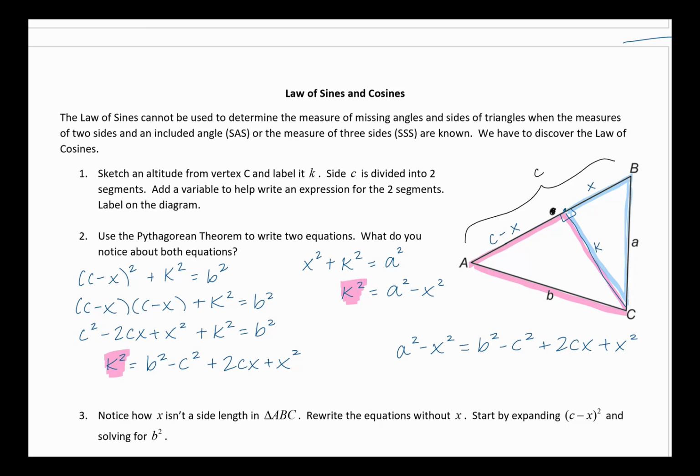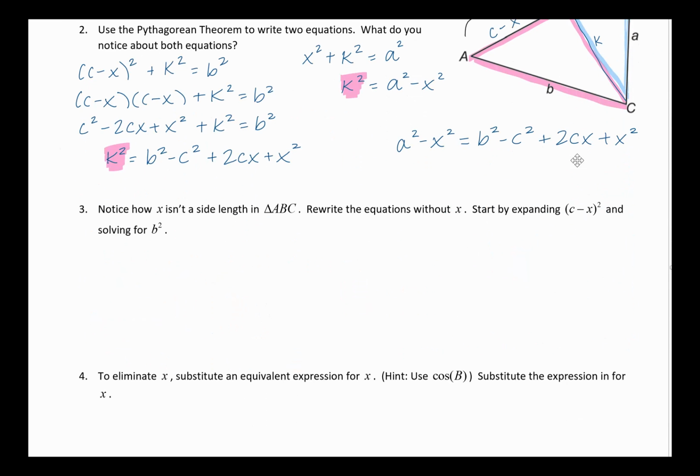As you can tell, we have a really ugly looking equation. We just followed through here. We wrote the equations here, and now we want to rewrite the equations without x, so I want to solve for b squared. I need to figure out how I can solve this equation for b squared and then start getting rid of x. So let's see what happens. I'll just rewrite this down here: a squared minus x squared equals b squared minus c squared plus 2cx plus x squared.